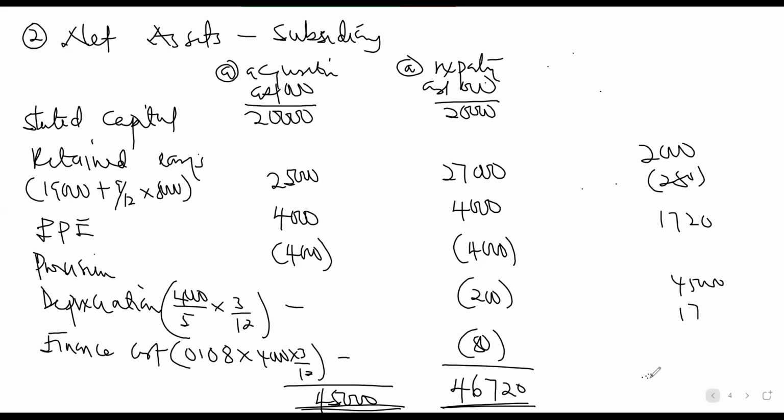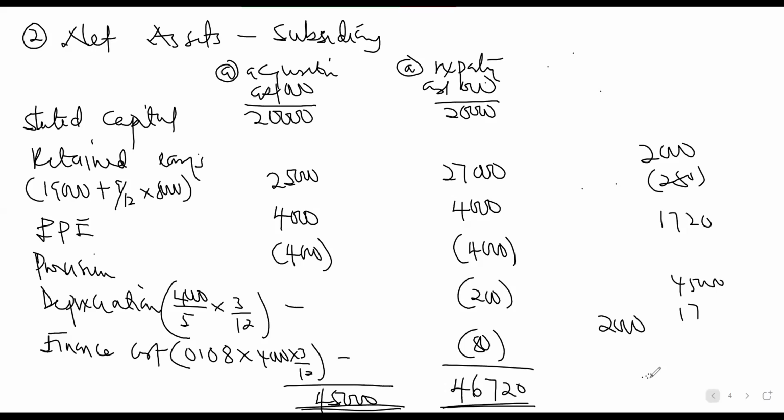720. Okay. All right. Another way of calculating the post-acquisition profit is this. What is the profit made for the post-acquisition period? What is the profit made from January to March? 2,000. Okay. That profit was 2,000.